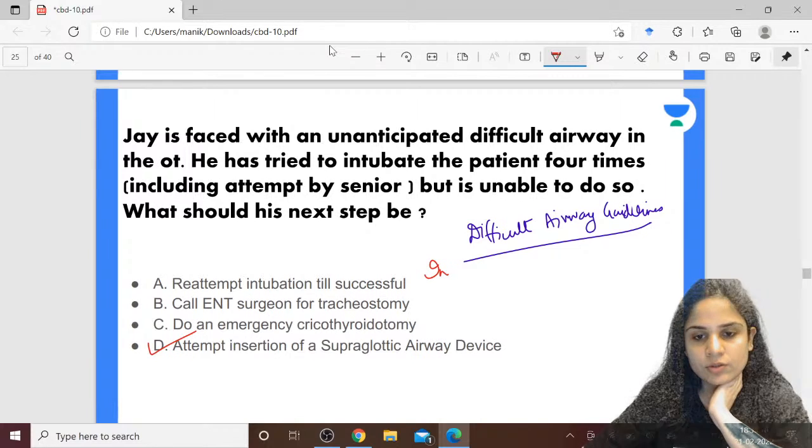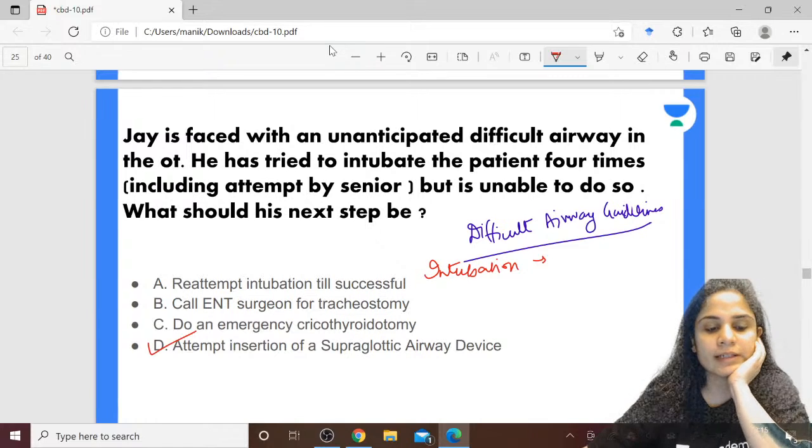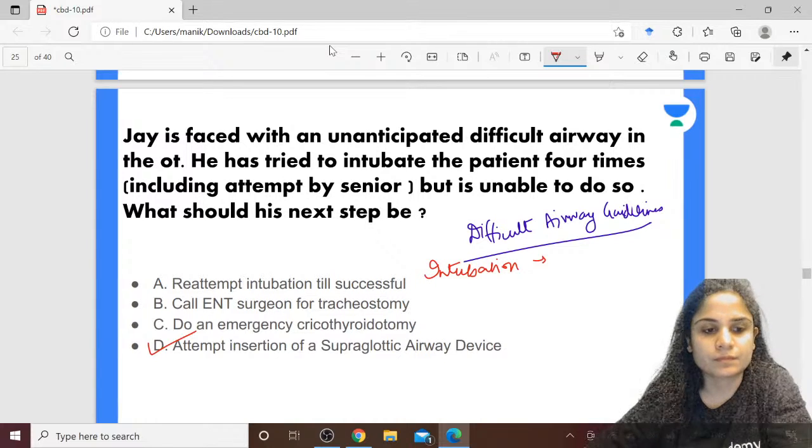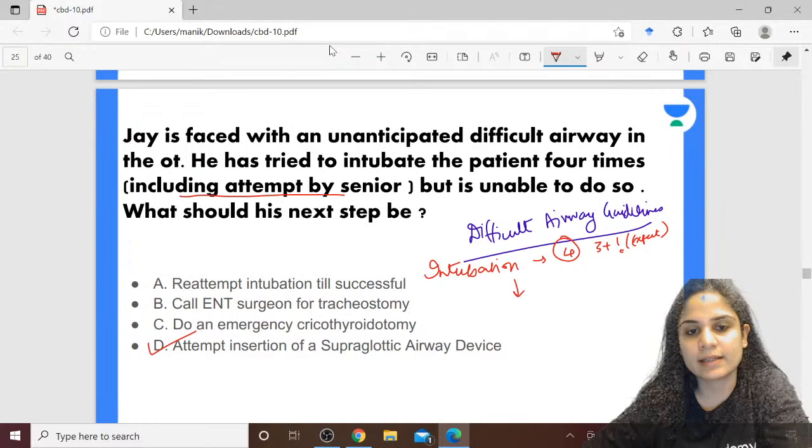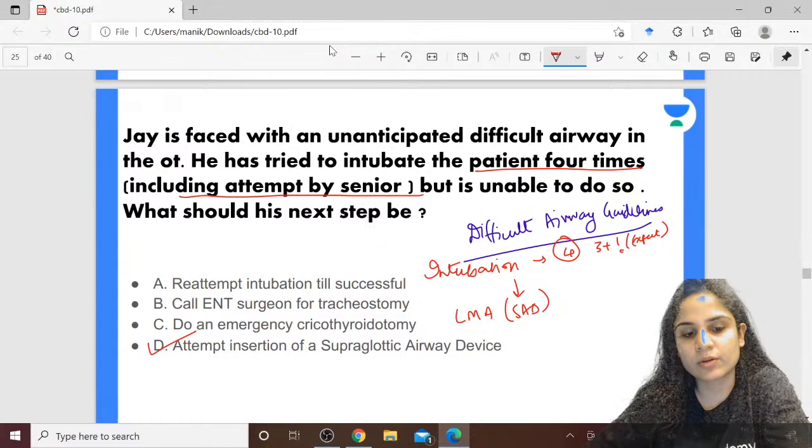So the first thing that you do as per difficult airway guidelines is try to intubate the patient. How many attempts at intubation can we take? What is the maximum number of attempts of intubation that we can take as per difficult airway guidelines? And when should I move to the next step? The maximum number of intubation attempts is 4 and I will write it as 3 plus 1. Why? Because that plus 1 is by the expert. The last attempt should be by the expert. So already the attempt by the senior is done and 4 attempts of intubation are done. What is the next step? The next step should be insertion of LMA or supraglottic airway device.